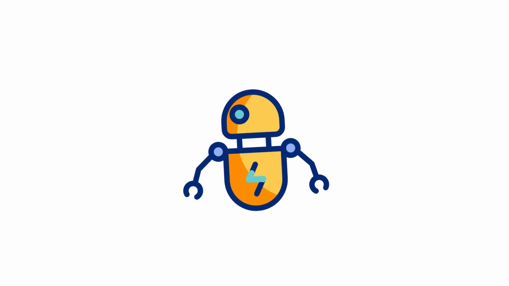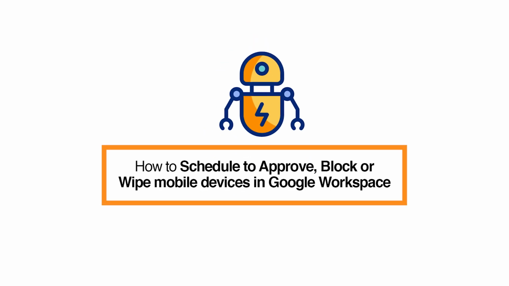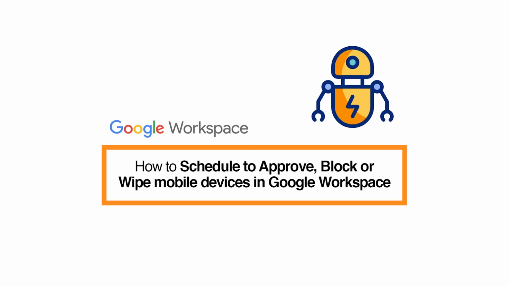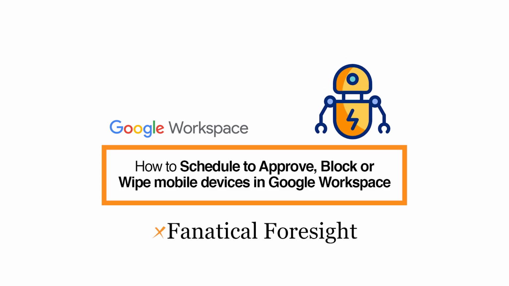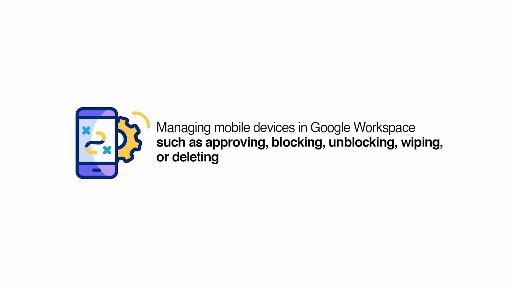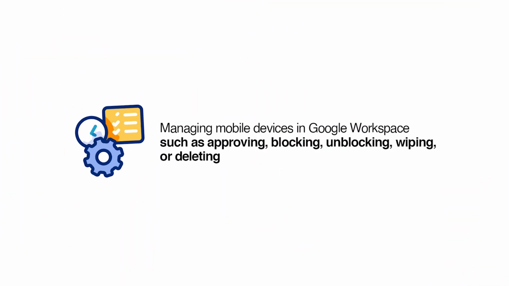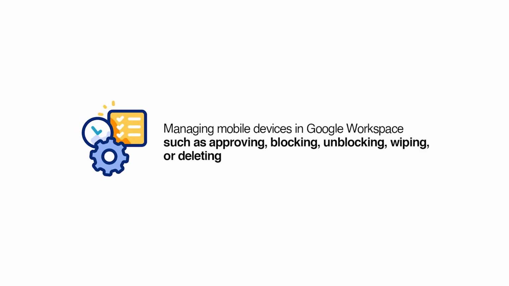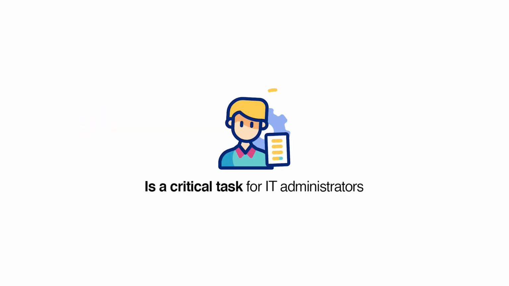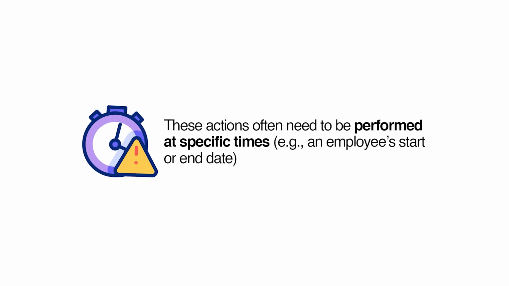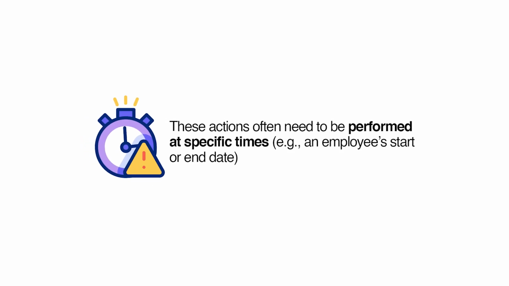Hi there! In this video, you will learn how to schedule to approve, block, or wipe mobile devices in Google Workspace with xFanatical Foresight. Managing mobile devices in Google Workspace, such as approving, blocking, unblocking, wiping, or deleting, is a critical task for IT administrators. These actions often need to be performed at specific times.